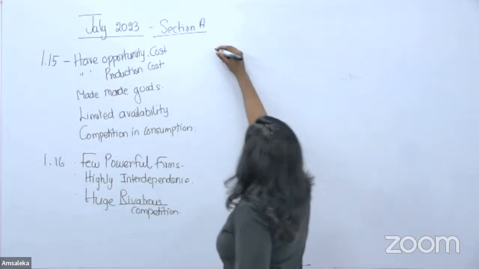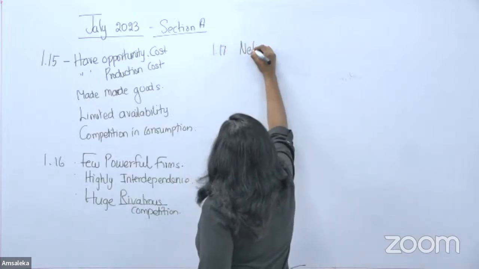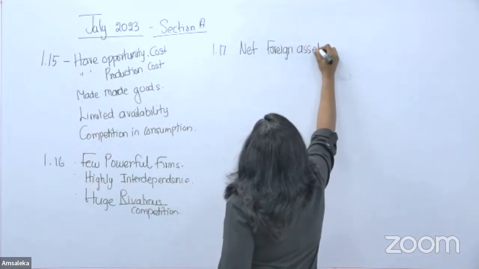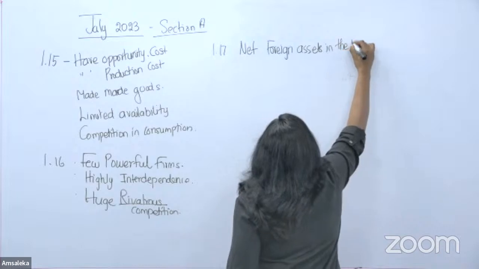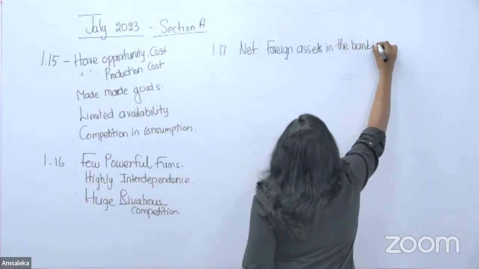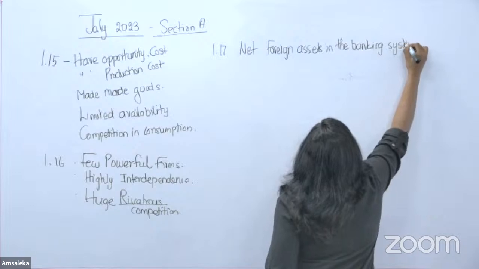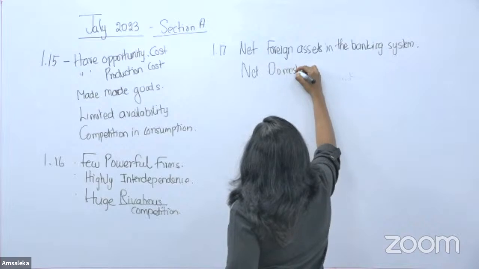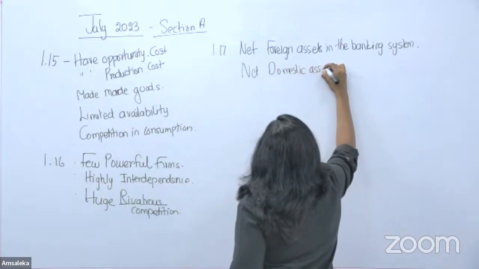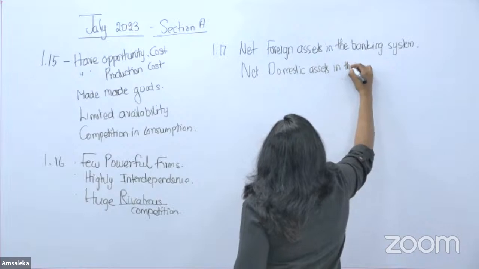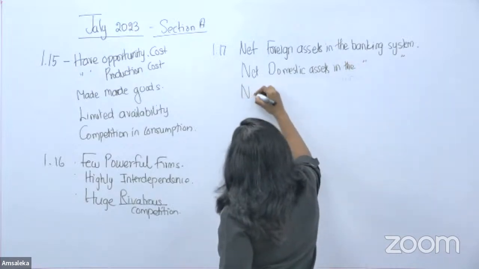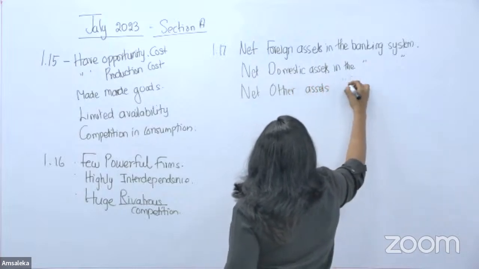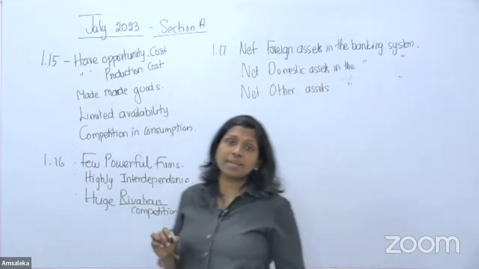So it's about the net foreign assets. How much foreign assets they have in the banking system. And how about the domestic assets in the banking system? And the net other assets. They can own any other assets. So accordingly, the total availability will be decided.